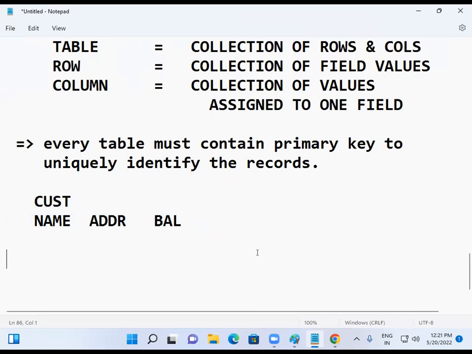Bank is storing customer data like this: name, address, balance. But if they store like this, what is the problem for the bank? Any problem? Yes. What? The problem is that uniquely identifying customers is difficult.